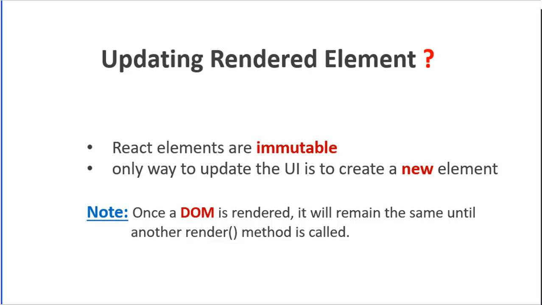So let me point out the key points of this specific topic, which is: React elements are immutable. The only way to update the UI is to create a new element. So once a DOM is rendered, it will remain the same until another render method is called. So let me show you in the example.